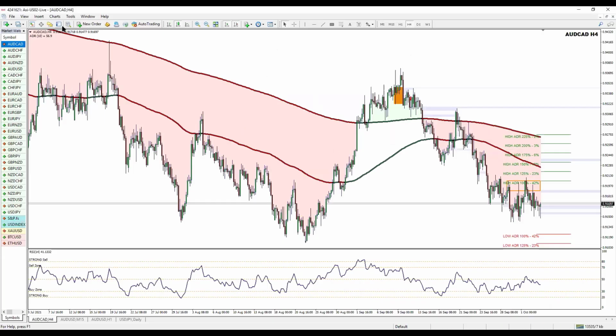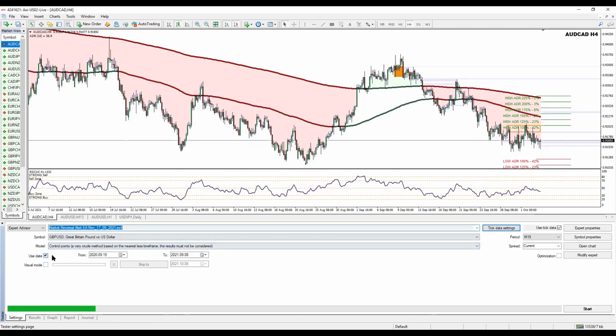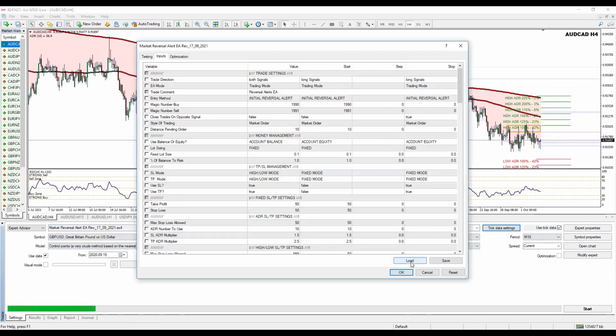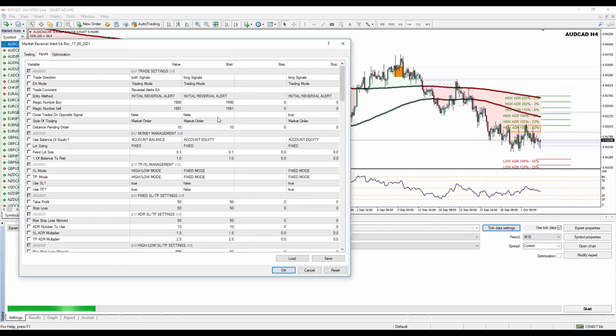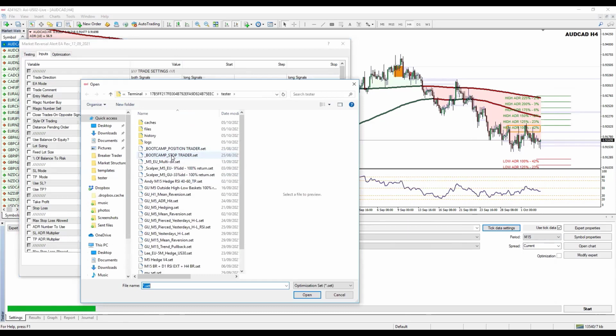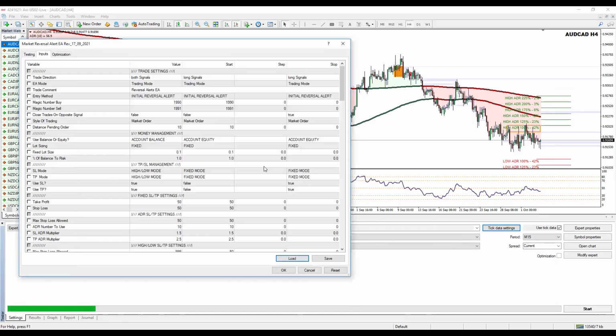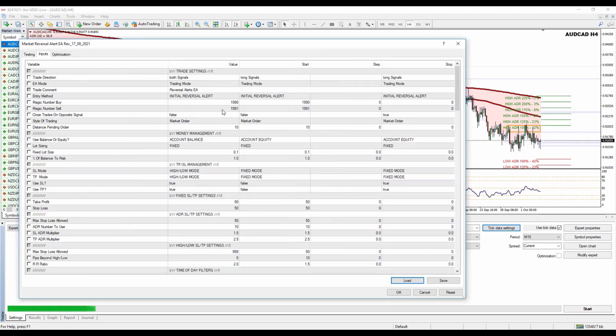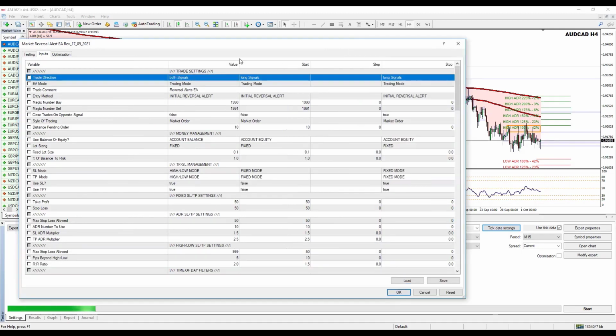So I've got an MT4 up here. I'm just going to go into the strategy tester, and I've got two set files set up for the EA. So for those of you that don't know the EA, this is the market reversal alerts EA, and it's designed to basically automate trades and strategies you can take with the market reversal alerts indicator. So I've got one strategy set up here, which is called bootcamp stop trader, and this simulates a typical stop loss strategy. Okay, so we're going to take signals in both directions.